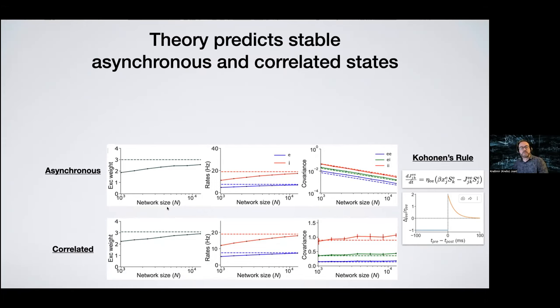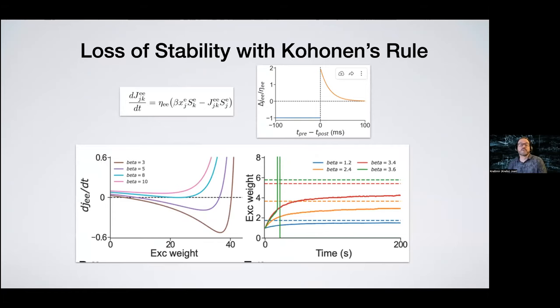What you can also do is ask, for instance, about Kohonen's rule. Kohonen's rule is kind of like a semi-Hebbian rule. It has one part which is Hebbian, and this part is anti-Hebbian. And so it kind of stabilizes the network activity. If you make this second half weaker, what you would predict is that the network becomes unstable. The theory actually does predict that.